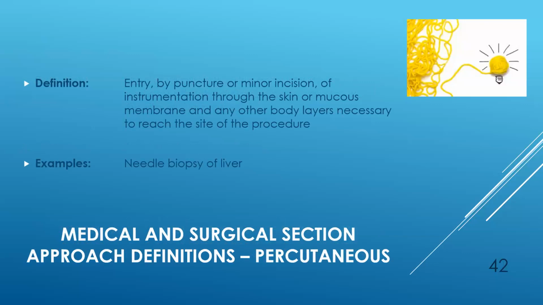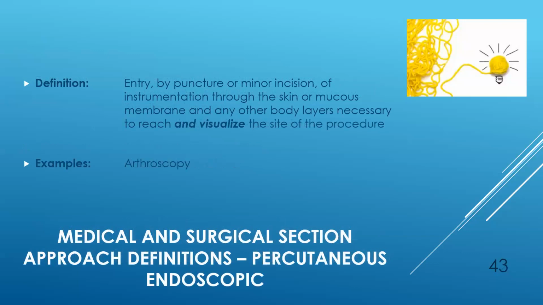Percutaneous, just what you would think, entry by puncture with a minor incision and instrumentation through the skin or mucous membrane and any other necessary layers, like a needle biopsy of the liver. Next. Percutaneous endoscopic, it's the same. They puncture, minor incision, but they visualize. They use technology, the scope, to better visualize, say like a nerve or a vessel, something that's more finite. They really need to see that up more closely. Next.